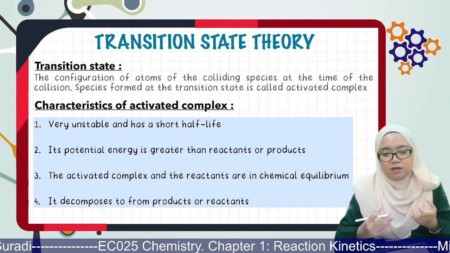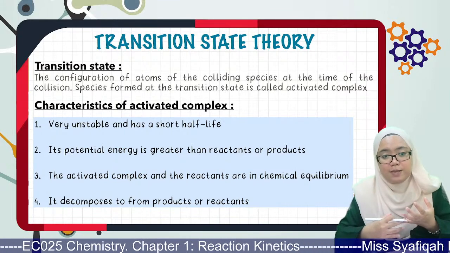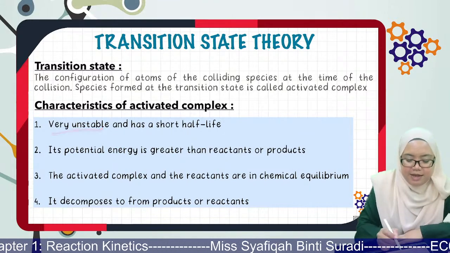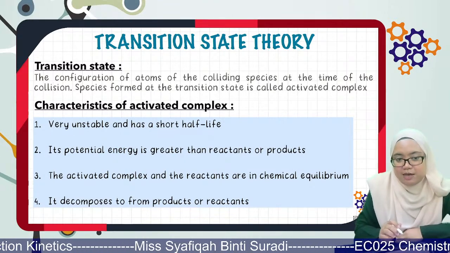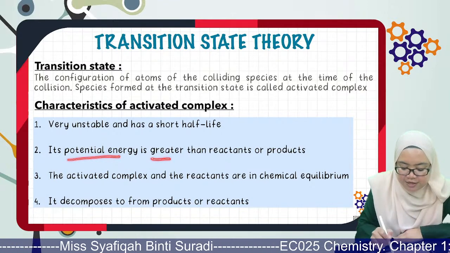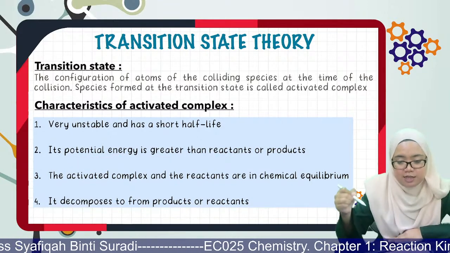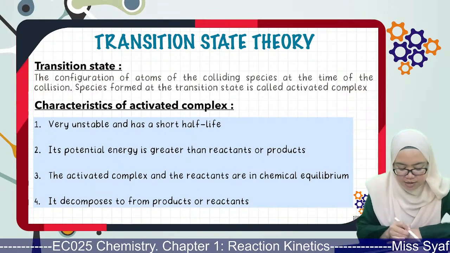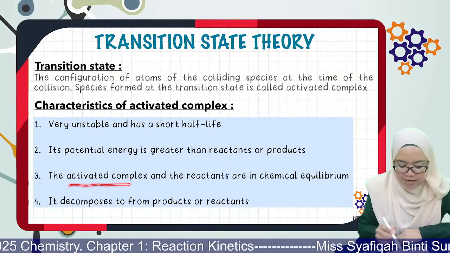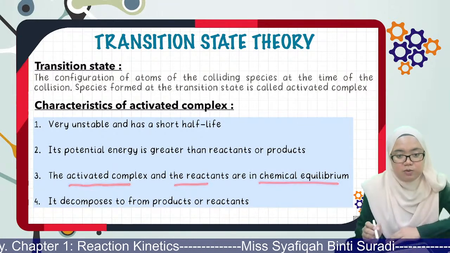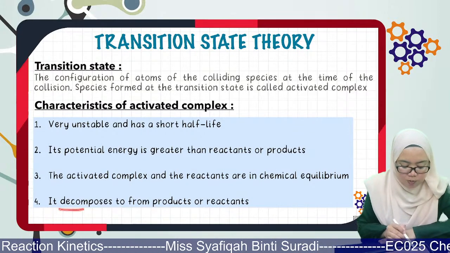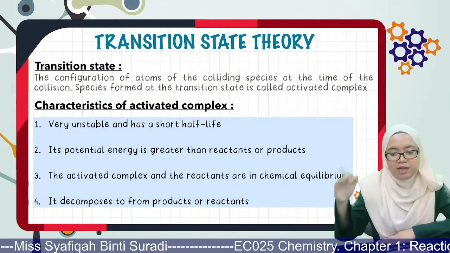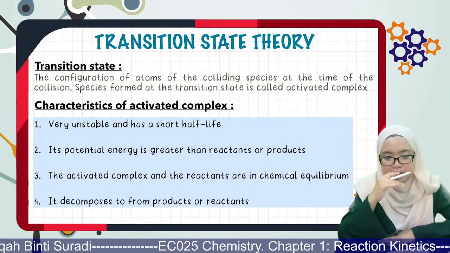So apa karakteristik of activated complex ni? So ada 4 lah. Yang pertama, it is very unstable and has short half-life. Okay, so its potential energy is greater than reactant and product. Dia memang paling tinggi lah, sebab dia kat atas puncak EA tu, puncak activation energy. Okay, yang ketiga, that the activated complex and the reactants are in chemical equilibrium. And last but not least, it decompose to form product or reactant. Maksudnya dia boleh form product ataupun dia boleh kembali jadi reactant balik lah kan.